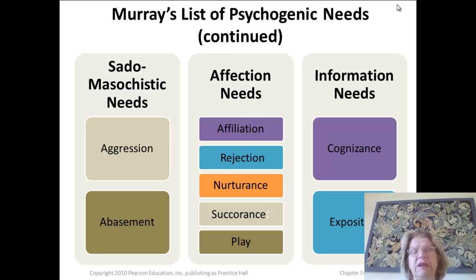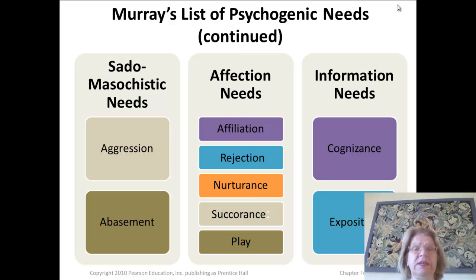The power needs are in this case divided. A part of them are put in the group of sadomasochist needs, which are considered to be aggression and abasement. Aggression meaning attacking or ridiculing others, and abasement, confession and apologizing.